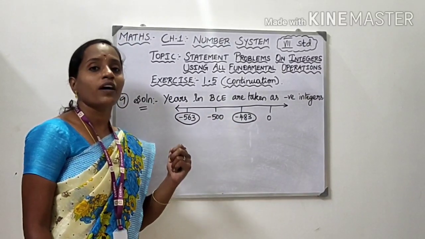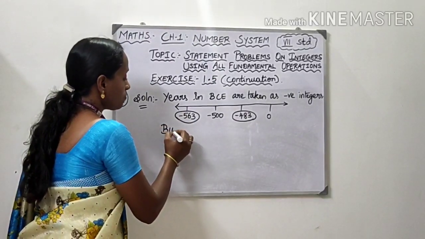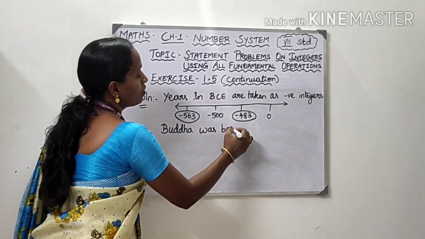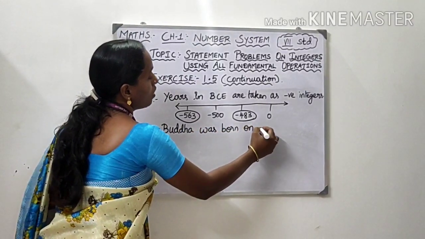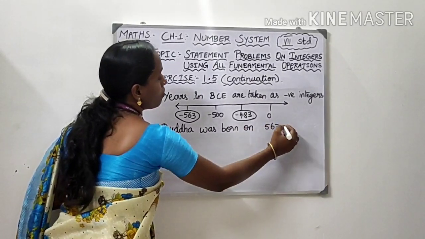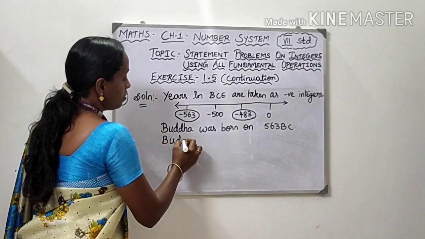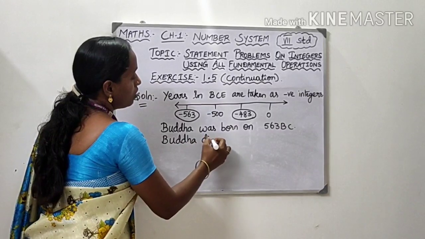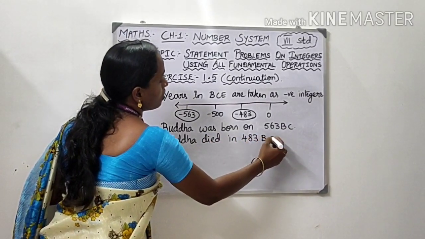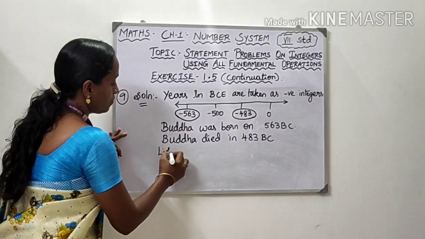Then we are going to find out the lifetime of Buddha. So first let us write: Buddha was born on minus 563, or we can denote only 563 BC. Then Buddha died in 483 BC. Then we are going to find out the lifetime.